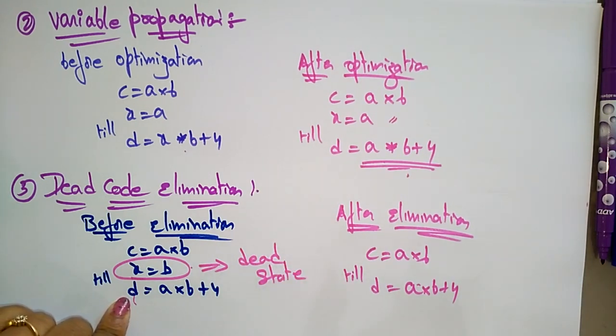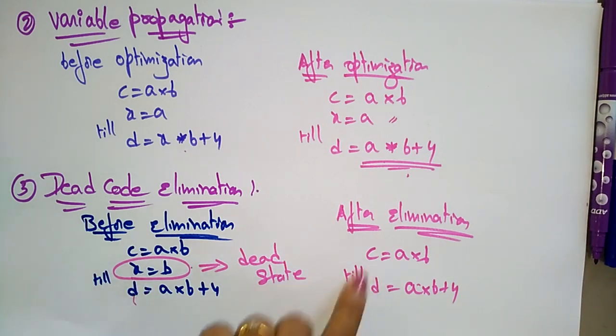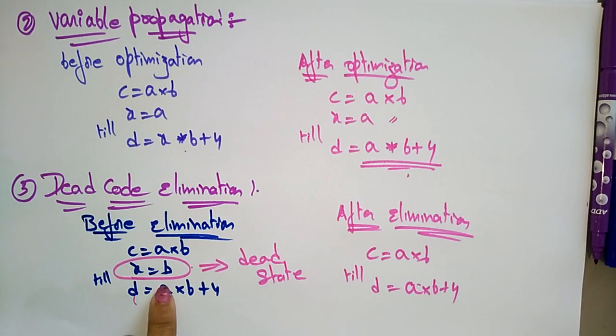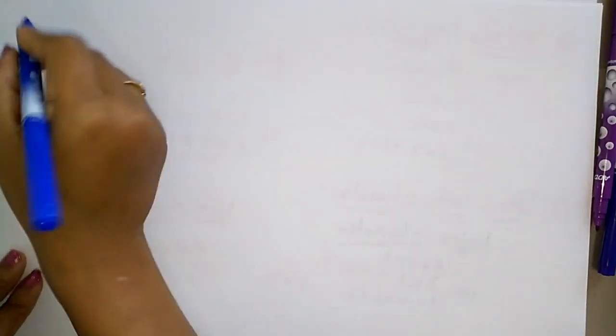After elimination, we remove the dead state, that is X is equal to B, because it is never used in the program. So better to remove that statement. That is dead state elimination, dead code elimination. Now coming to the next technique, the fourth technique is code motion.